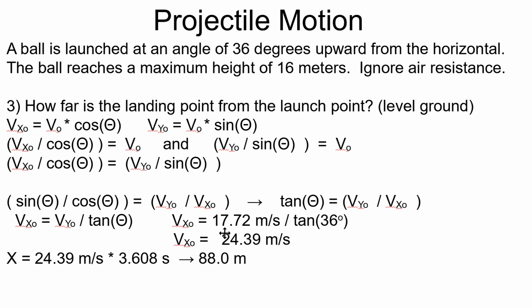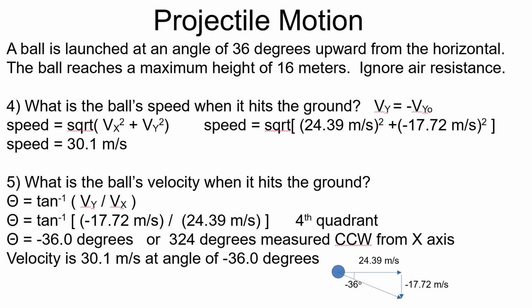Earlier we found Vy naught, so plug those in. I got 24.39 meters per second. That is the x speed. And now I'm using a little bit more accurate time number. Instead of 3.61, I'm using 3.608. We found that earlier. Multiply those two, we get 88 meters for the x. I'm rounding off just a little bit here. So typically, again, I keep 3 digits in my answer, but an x of 88 meters.